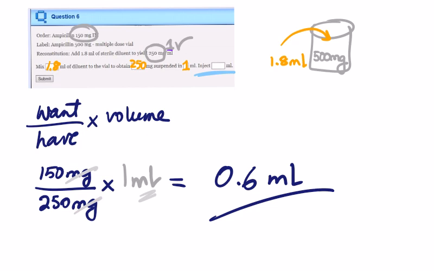So this is what we inject, 0.6 mils. But we have to first prepare the drug. Reconstituting is turning the dry ingredient in the vial into a solution that can be extracted and then injected.